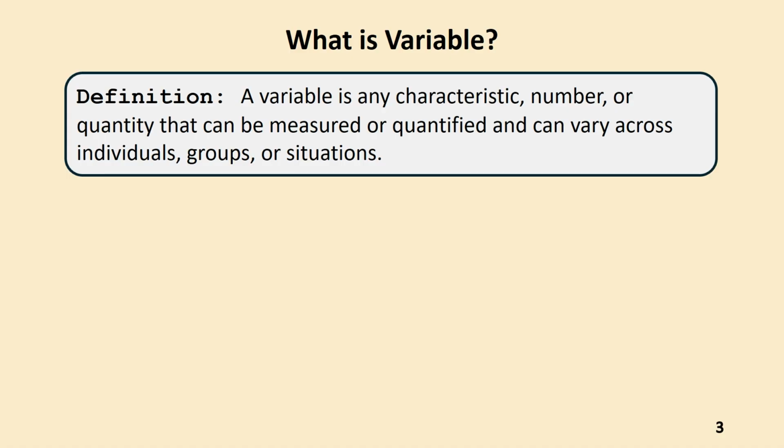There are other things which are also measurable and quantified, but the important aspect in a variable is that it can vary across individual groups and situations. It can acquire different kinds of values, and that is why a variable becomes important, because in a research it is the wheel over which all things are moving. So, what a variable is, is very important: any characteristic, number or quantity that can be measured or quantified and can vary across individual groups and situations.